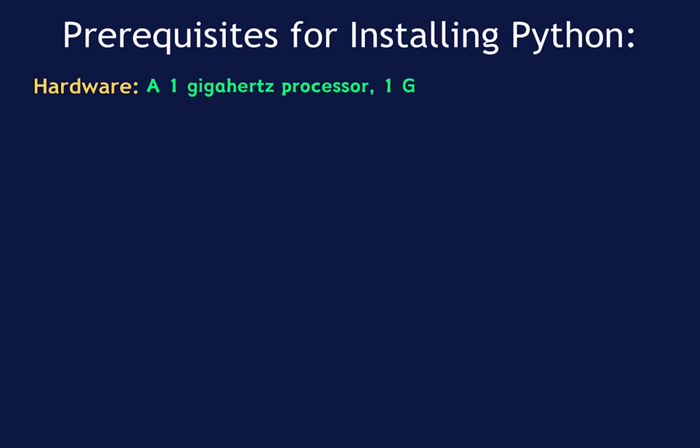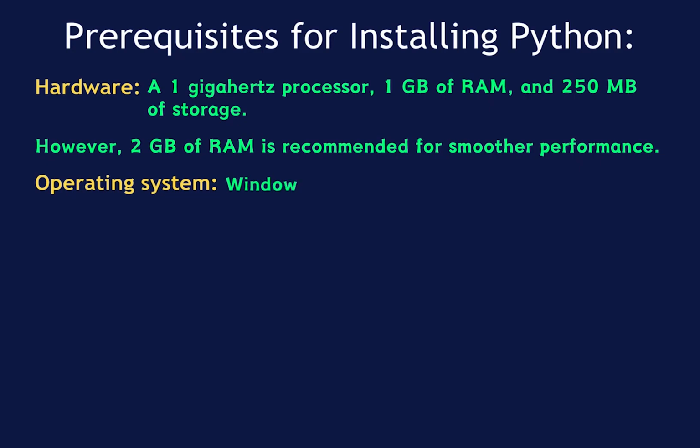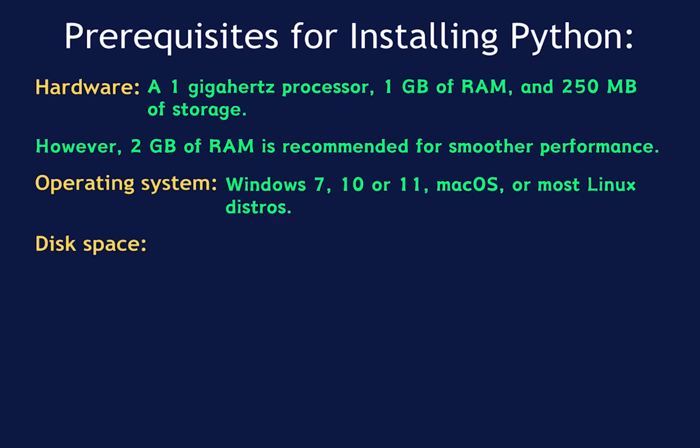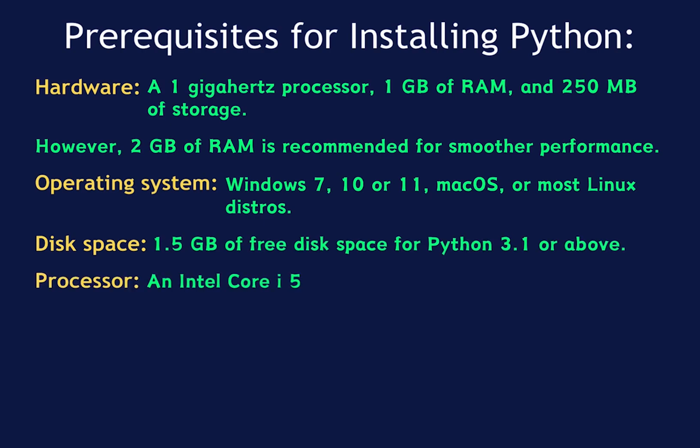Now, here are some prerequisites for installing Python. Hardware: a 1 GHz processor, 1 GB of RAM, and 250 MB of storage. Operating system: Windows 7, 10 or 11, Mac OS, or most Linux distros. Disk space: 1.5 GB of free disk space for Python 3.1 or above. Processor: an Intel Core i5 processor or equivalent.